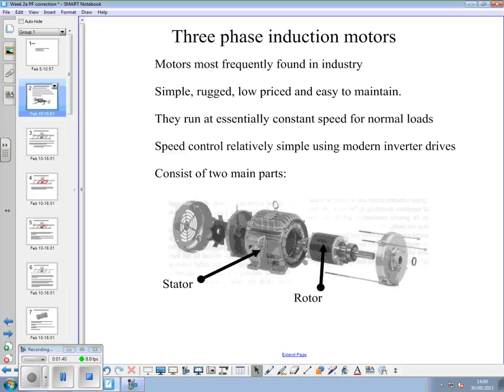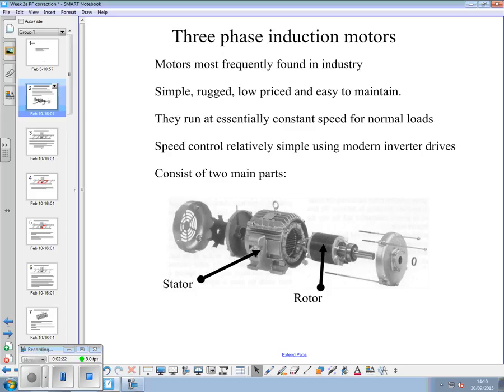So, 3-phase induction motors. They are the motors most frequently found for general applications in industry. They're simple, rugged in construction, low-priced, and relatively easy to maintain. They run essentially at a constant speed for normal loads, and for a given load they will run at a constant speed. Their speed will tend to change with load, and you'll see why shortly, but within their normal load range for their size, they'll give you a fairly constant speed.